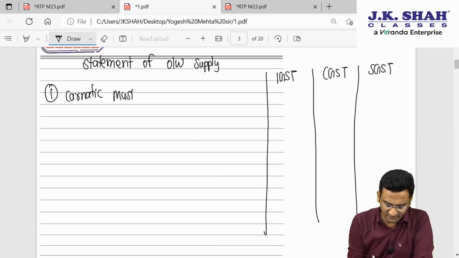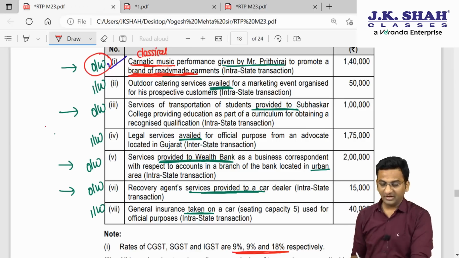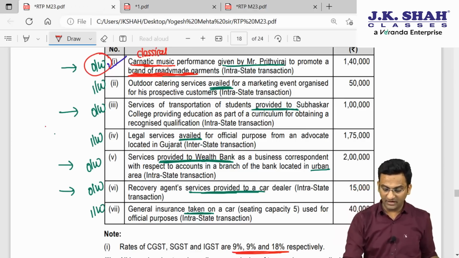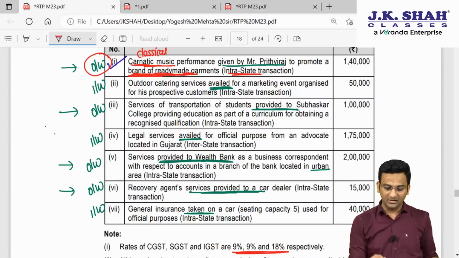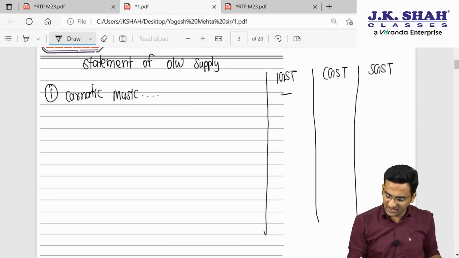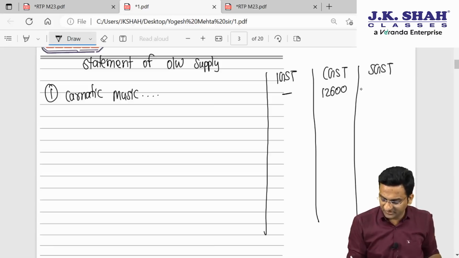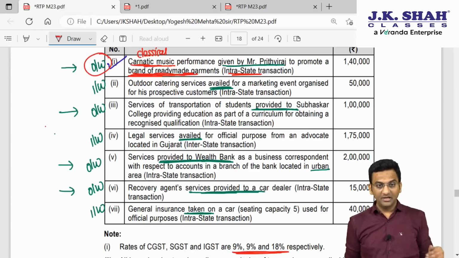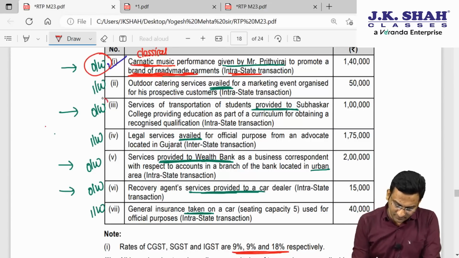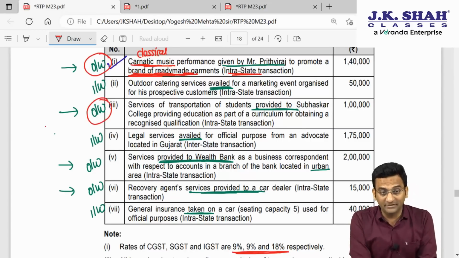Carnatic music performance. The consideration is 1,40,000, and the supply is an intrastate transaction. So the GST will be CGST and SGST, 1,40,000 into 9%. That is 12,600 CGST and 12,600 SGST. Correct friends? 12,600, 12,600. Next, friends, the next outward supply is point number 3.